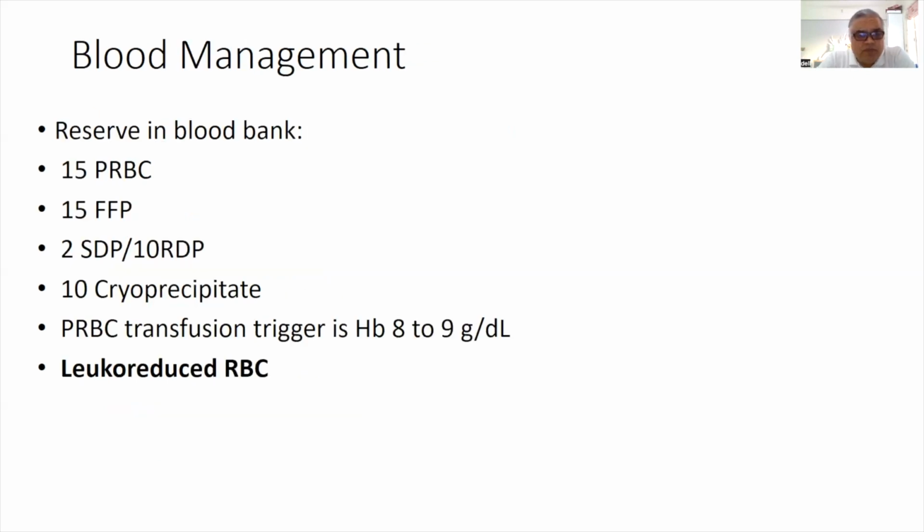So the products released were 15 units of packed red blood cells, like PCV, 15 FFP, 10 RDP, 10 cryoprecipitate, and the transfusion trigger was if Hb less than 8.